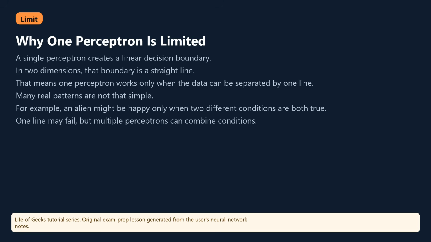A single perceptron has an important limitation. It creates a linear decision boundary. In 2 dimensions, that means a straight line. If the data can be separated by one straight line, a perceptron can work. If the data needs a curve, a corner, or several conditions combined together, one perceptron is not enough. This is exactly why neural networks matter. A neural network combines multiple simple units, and the combination can form much more flexible boundaries.